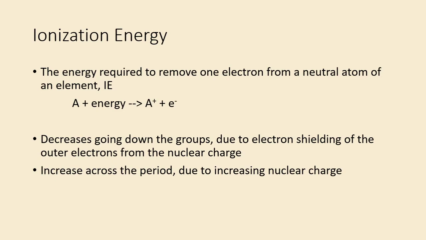At the same time, we're going to see this increase across the period due to increasing nuclear charge. So I have a much stronger pull, going back to the example of lithium versus carbon. I have a much stronger pull on that outside electron in my carbon than I do in my lithium, which means it's easier to lose that electron in my lithium. The same is going to hold true for any elements if you pick any elements in a period.